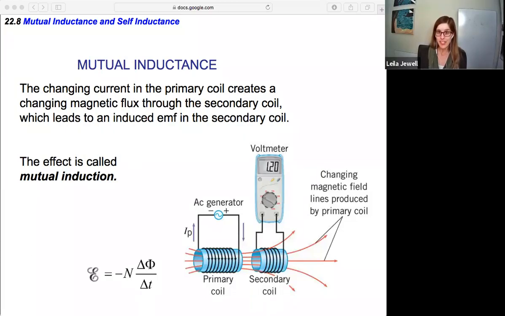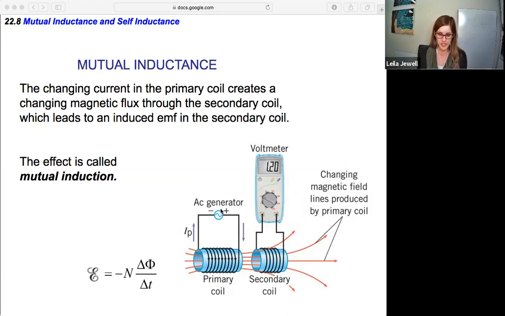Section 22.8, Mutual Inductance and Self-Inductance. We'll start with mutual inductance. Mutual inductance is when you have two coils next to each other. Say one coil, the primary coil, is connected to an AC generator, so it has a changing current. Well, it turns out the changing current in the primary coil will then create a changing magnetic flux through the secondary coil, and that leads to an induced EMF in the secondary coil.